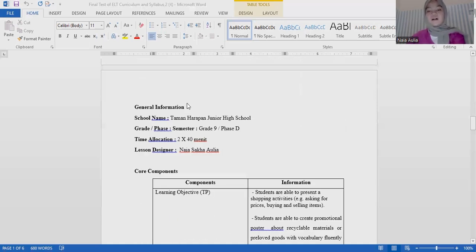So this is moving on to my lesson plan. This is the main lesson plan that I break down. After I make the ATP, I make the lesson plan, and this is the main lesson plan, literally my lesson plan.